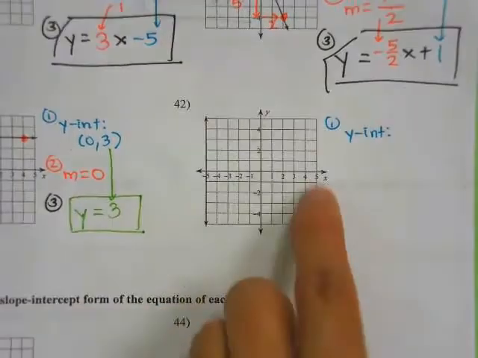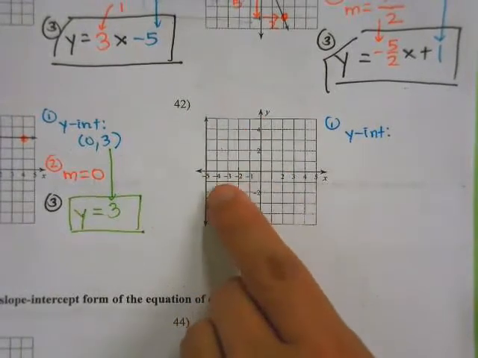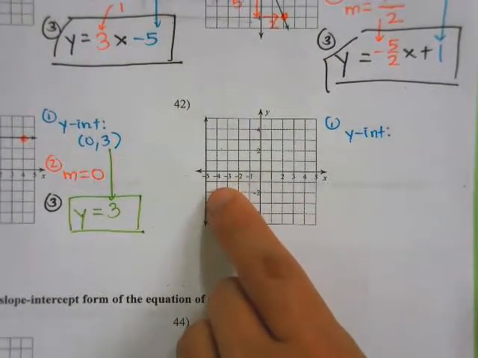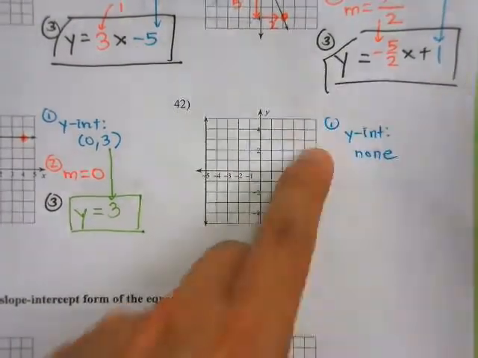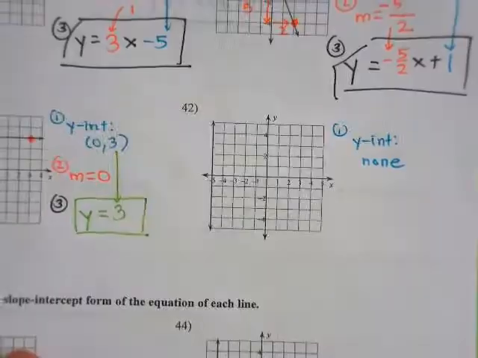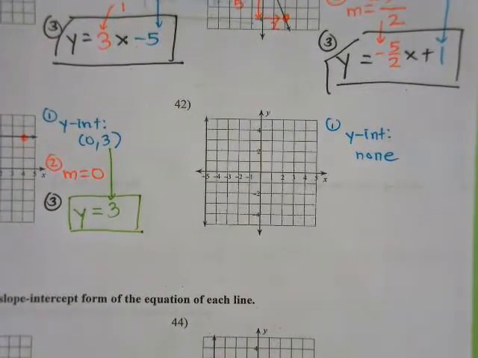Last special case. Does it even pass the y-axis at all? No. So sometimes that happens. You put no or none. None. NA. NA, none.